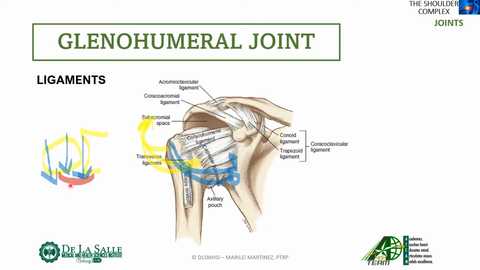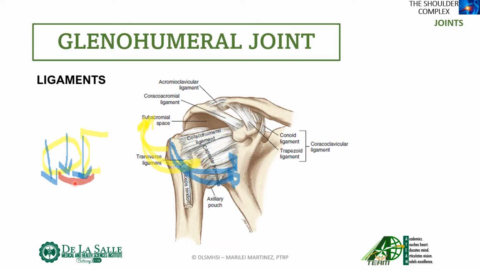Okay? That's why it is important. Remember, the most common direction of dislocation in the shoulder is anteriorly, right? So now your anterior band is very important to prevent that. To apply it in a clinical scenario, forceful and dynamic activities involving abduction and external rotation are the combination of movements that stretches the anterior band of the inferior glenohumeral ligament.